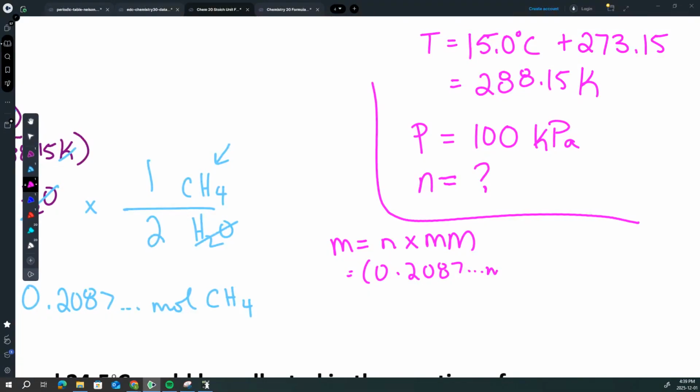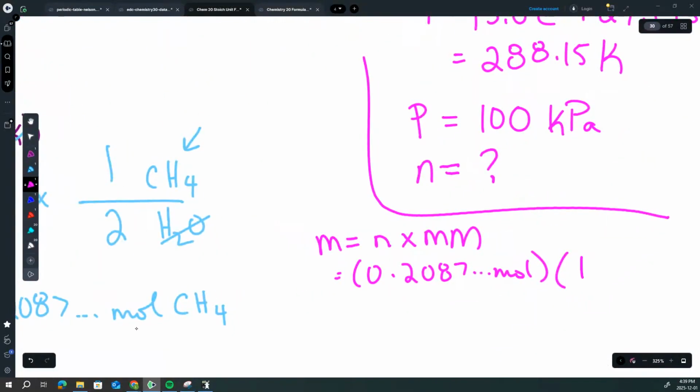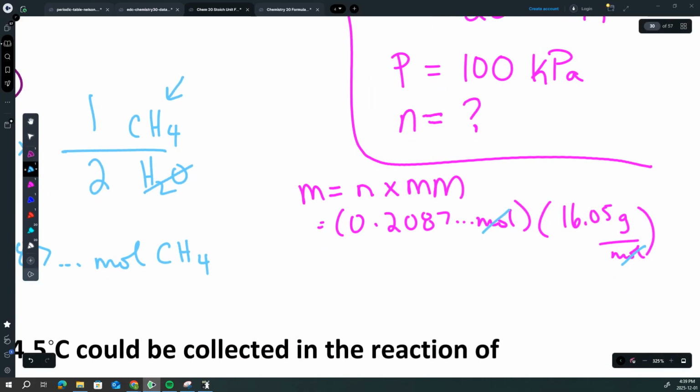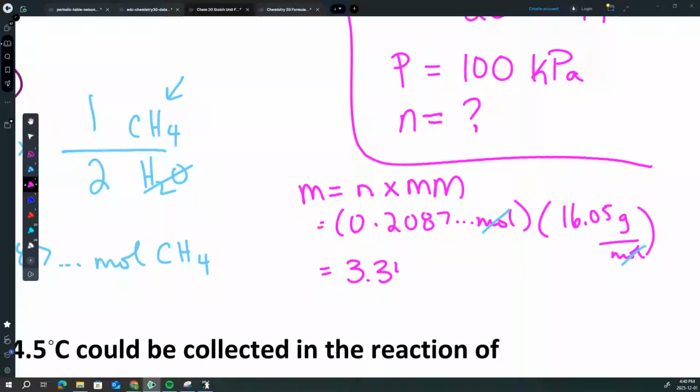Okay, so moles, that's at 0.2087, goes on forever. Molar mass, that was at 16.05 grams per mole. Okay, units are canceling out, so moles is in the top and the bottom, so they cancel out. All right, now let's do this in our calculator. So we're timesing by 16.05. So we get 3.3497, goes on forever. And that's going to be in grams because grams didn't cancel out.